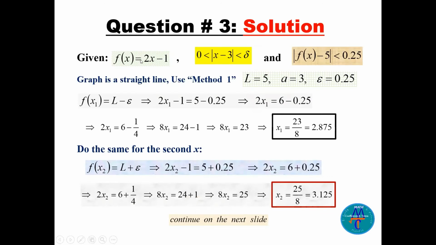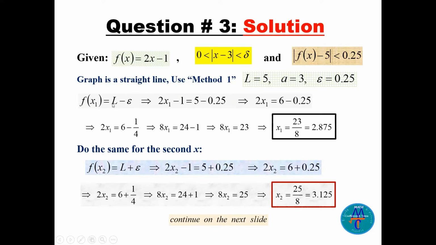So this is the function f of x equals 2x minus 1. The graph here is a straight line. We don't have to graph it. It's very clear. And the limit is L equals 5 from here, a is equal to 3 and epsilon is 0.25. So we can use method number 1 from lecture 4 continued.